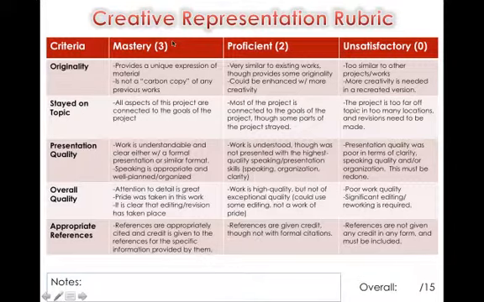Now, the second portion of this is on creative representations. For the creative representation rubric, the way that you will be graded is as follows. There are 3 different levels of scores that you can earn. We have mastery, which is 3, proficient, which is 2, and unsatisfactory, which is 0. Again, if you get an unsatisfactory, you need to redo whatever it is that you are doing. Proficient is still a passing grade. Mastery is obviously what we want to see everybody working towards.